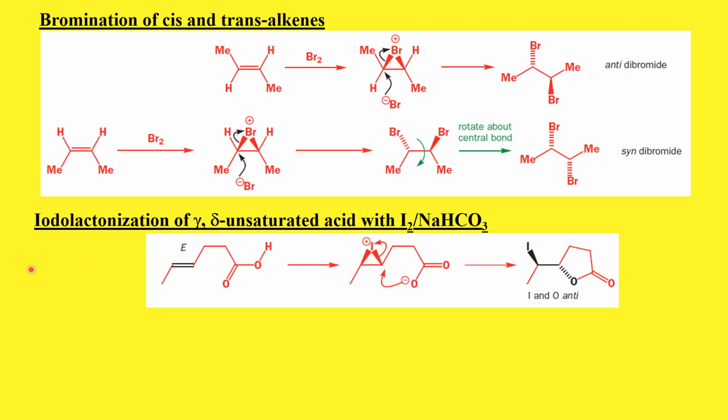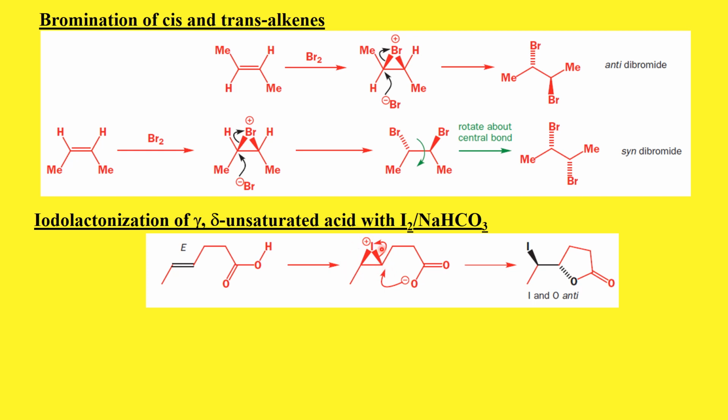This is the iodolactonization of gamma-delta acids. This is alpha, beta, gamma, delta. Whenever gamma-delta acids are treated with iodine and sodium bicarbonate, we always end up getting the iodolactonized product, because this reaction is called iodolactonization. So what is happening? We know that sodium bicarbonate leads to the formation of the carboxylate salt. And similarly, when you are using iodine, it leads to the formation of the iodonium ion.